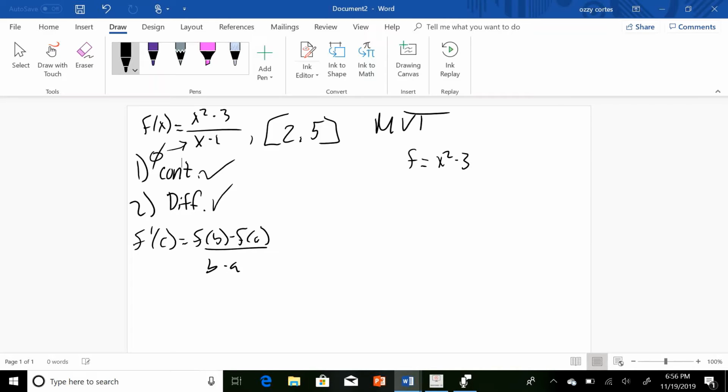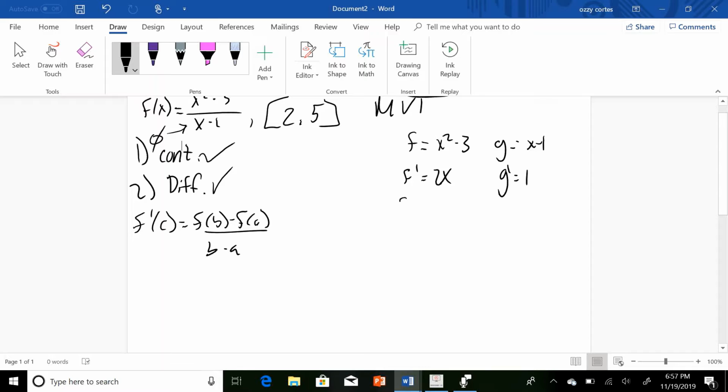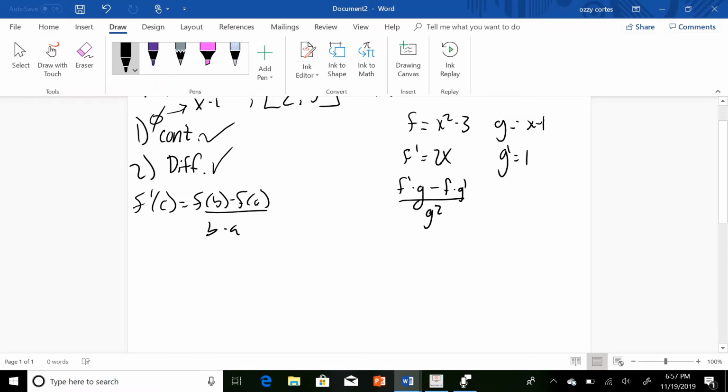That's where we have f is equal to x squared minus 3, g is equal to x minus 1, g prime is 1, f prime is 2x because of the power rule. So our quotient rule tells us that f prime times g minus f times g prime over g squared is the derivative. So we would start plugging in. So it'd be 2x times x minus 1 minus x squared minus 3 over x minus 1 squared.